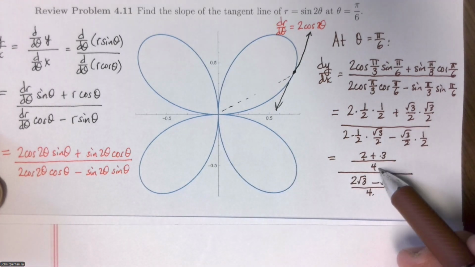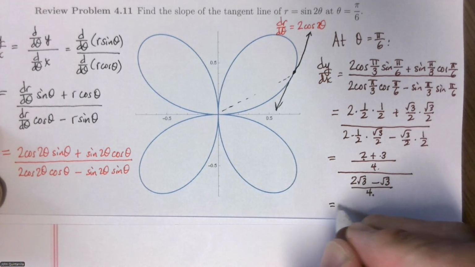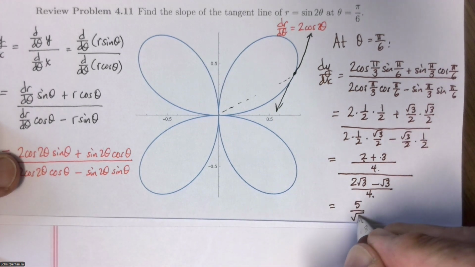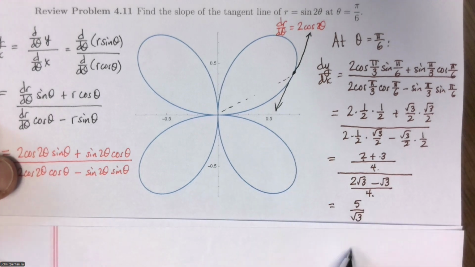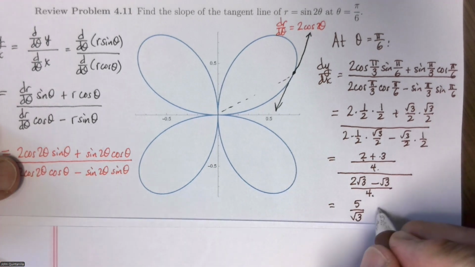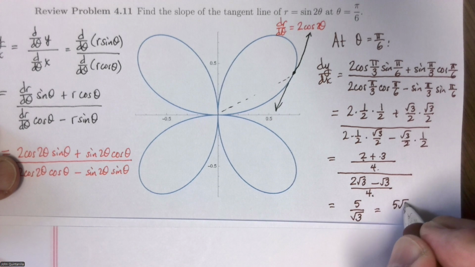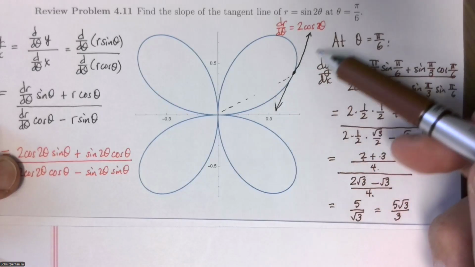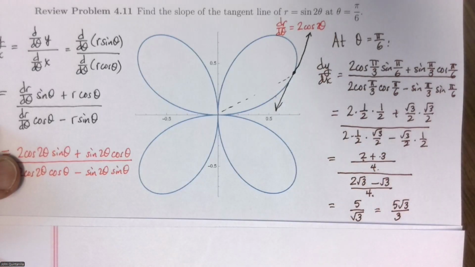Now the 4's cancel, and so I end up with 5 divided by the square root of 3. Or alternatively, if you wish to rationalize the denominator, 5 square root of 3 over 3. That is the slope of the tangent line when theta is equal to pi over 6.